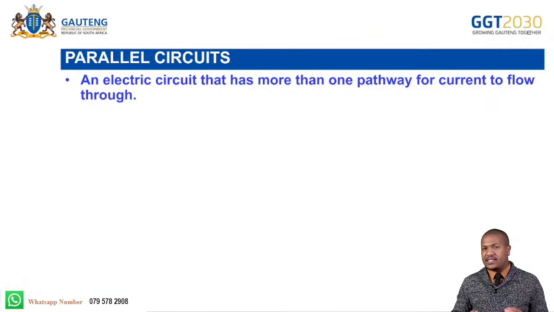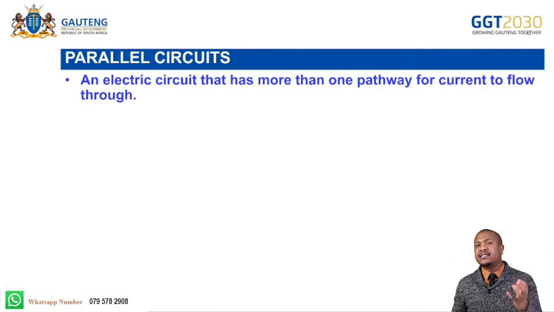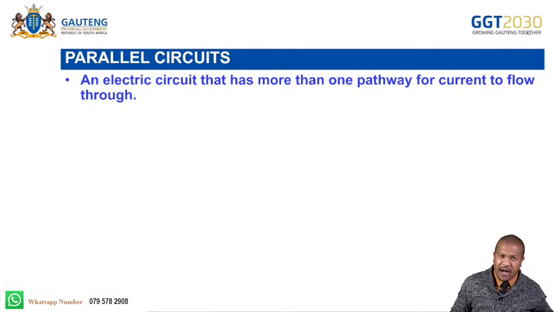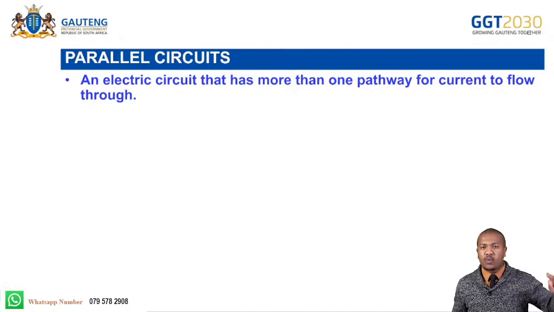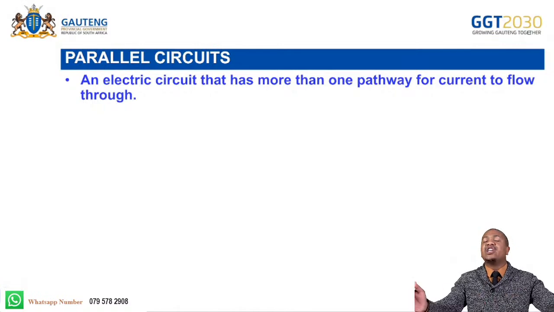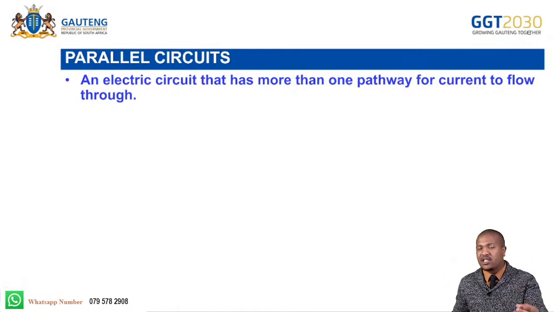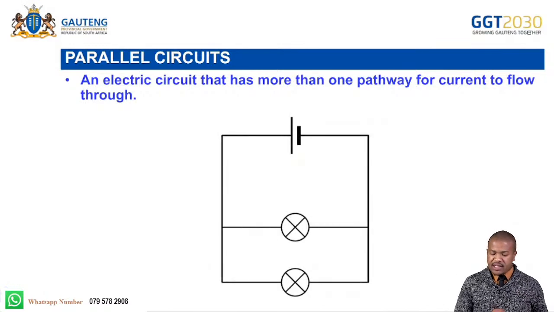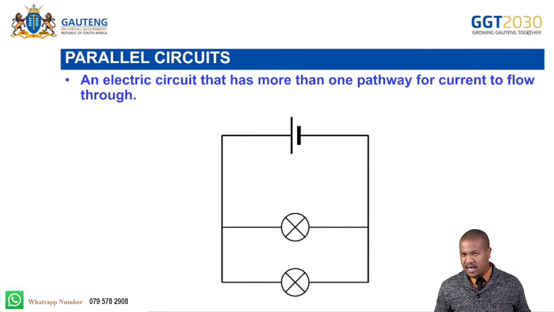If you think of a series circuit, a series circuit only has one pathway for the current to flow, and it flows without branching. In this case, we're talking of a parallel circuit that has more than one pathway for the current to flow. So in other words, we say that this circuit has branches for current to flow, more than one branch for the current to flow. So this is our example of a parallel circuit.